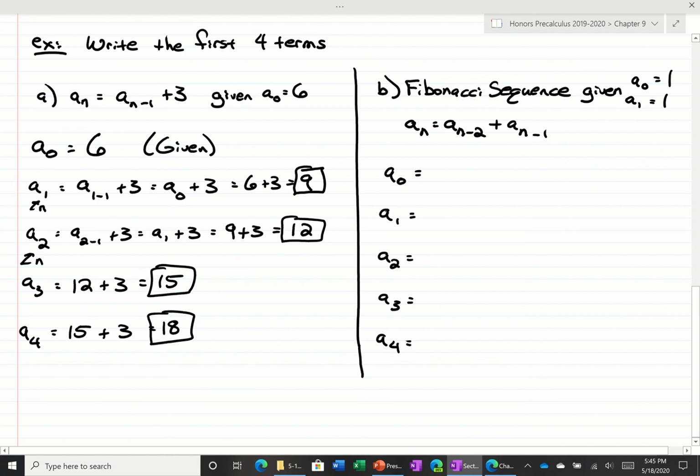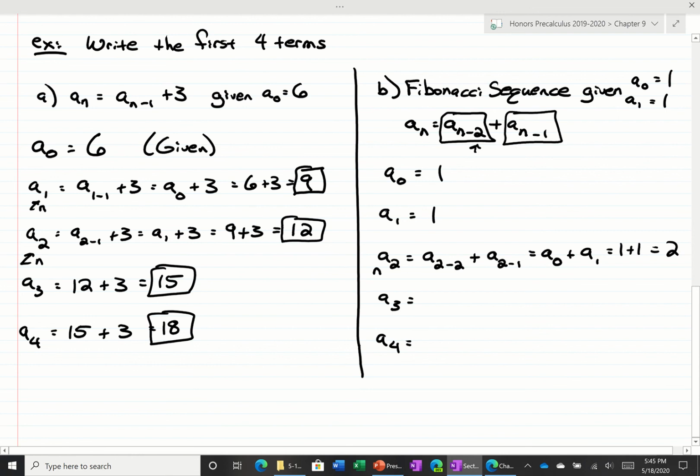Now with the Fibonacci sequence, we know the initial number is 1, the first one is 1. To get the second, remember n is 2, we're going to do a sub 2 minus 2 plus a sub 2 minus 1, or a sub 0 plus a sub 1, which would be 1 plus 1, or 2. It's a fancy way to say you take the term two before plus the term before. So to get a sub 3, we're going to take a sub 1 plus a sub 2. To get a sub 2, we took a sub 0 plus a sub 1. So that's how it works.